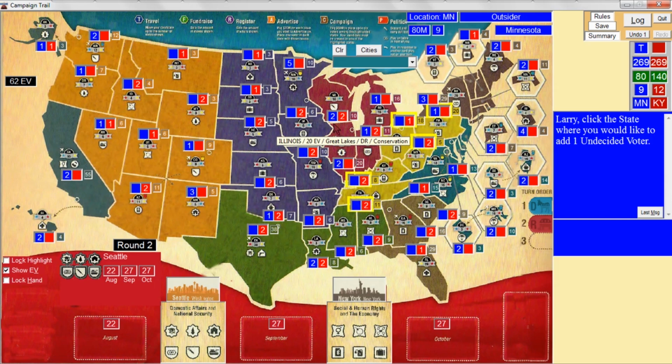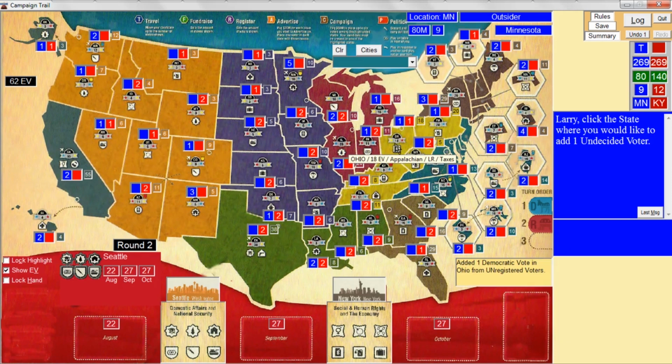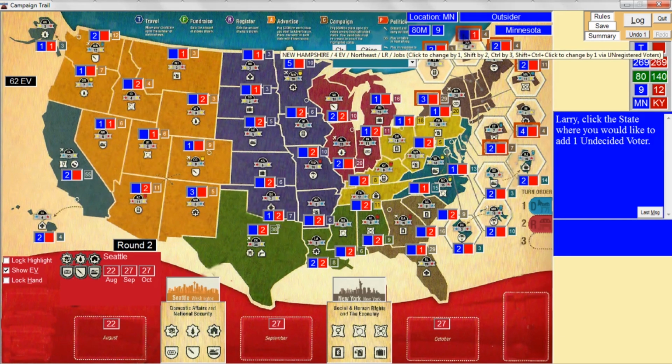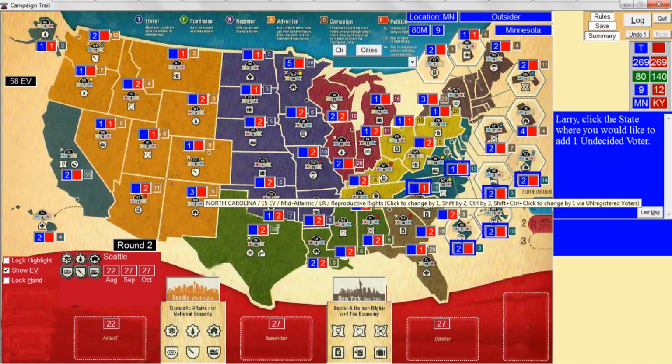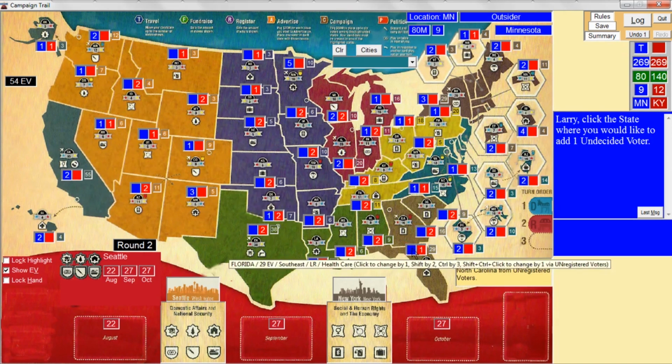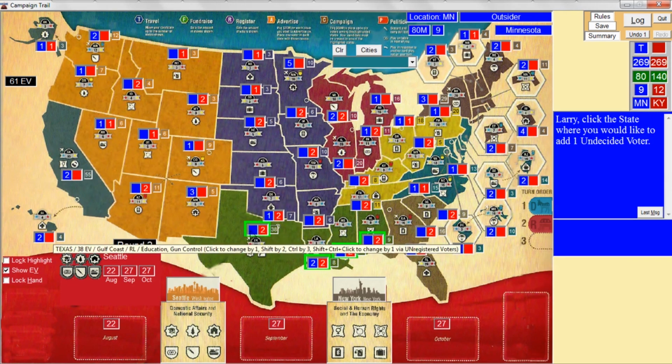In the Appalachian region, yeah, for sure, I want to tie up in the big battleground state of Ohio. In the Northeast, let's put a voter in New Hampshire, put a little pressure there. In the Mid-Atlantic region, yeah, I'll put a voter in North Carolina. In the Southeast, for sure, in Florida, with its 29 electoral votes. And finally, the Gulf Coast, again, let's get a voter in Texas with its 38 electoral votes.